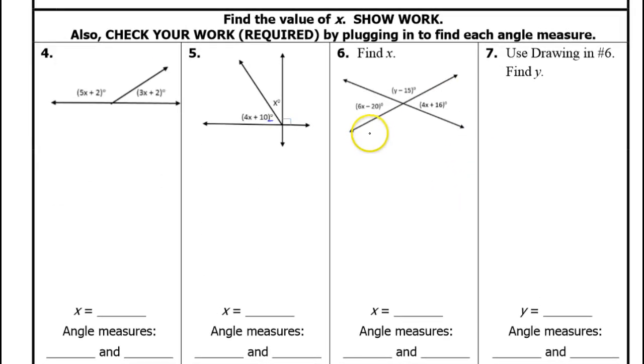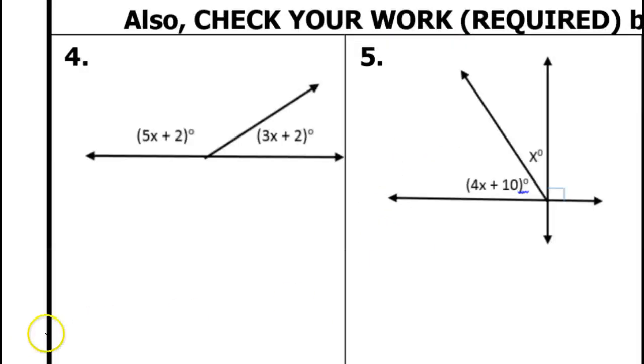Find the value of x and show your work. Okay, and then also, by plugging in, find each angle measure. All right, I'm going to zoom in. Okay, these angles are supplementary. We've got a linear pair on our hands. So that means they should add up to 180. So that's why we will do 5x plus 2 plus 3x plus 2 is equal to 180.